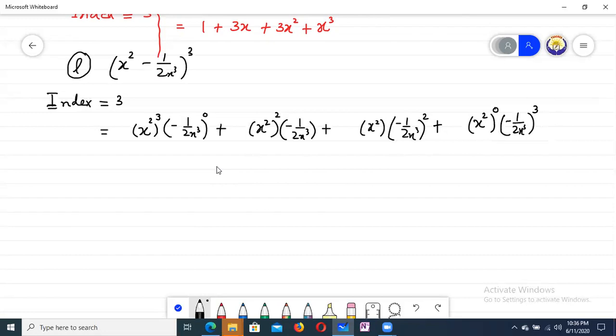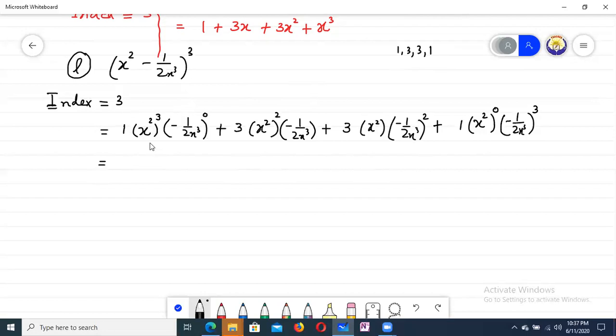Now we'll write here the coefficients of these terms. How can we write the coefficient? As here is index 3, we will use the third row of the Pascal triangle. As in the first part also the third row of the Pascal triangle was used, the third row of Pascal triangle will be 1, 3, 3, 1. This is the third row of the Pascal triangle. Here then we will place these coefficients 1, 3, 3, 1. Now we'll simplify.